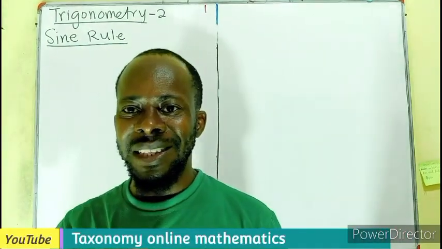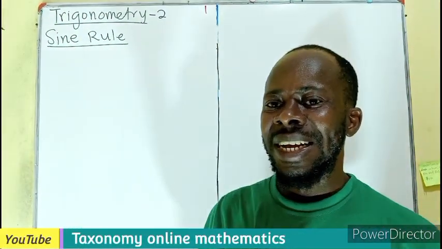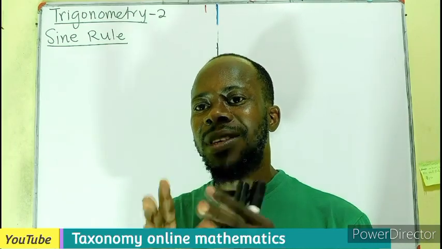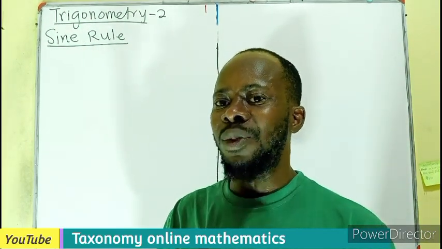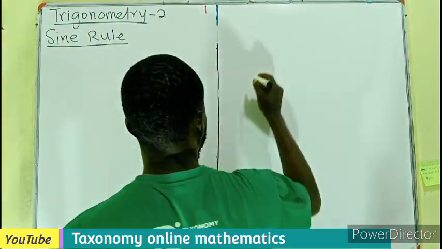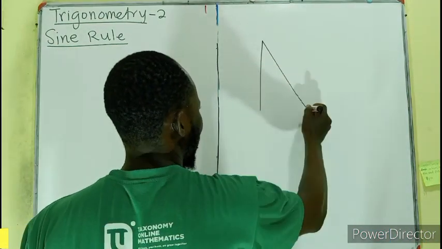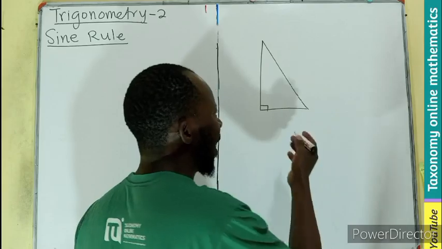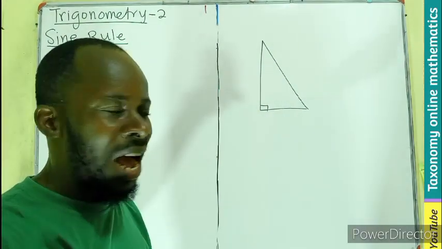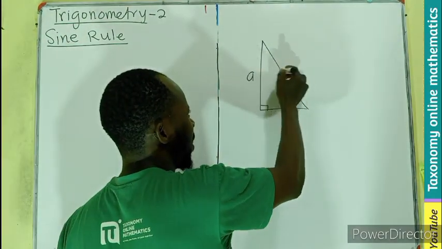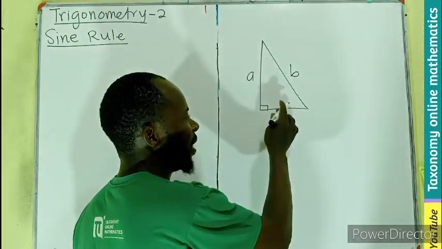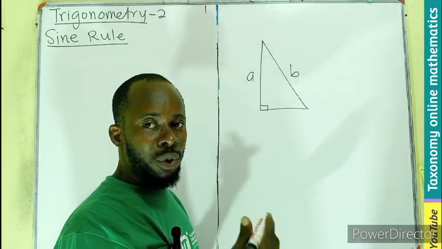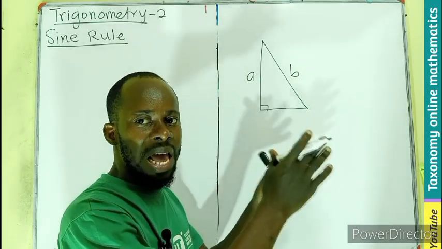Welcome. Let's have a little discussion on the topic sine rule under trigonometry 2. You are conversant with the Pythagoras theorem when we are asked to find a missing side or any angle. Let's say we have A, B is given in value and the C is not given. We can use the Pythagoras theorem to arrive at that.